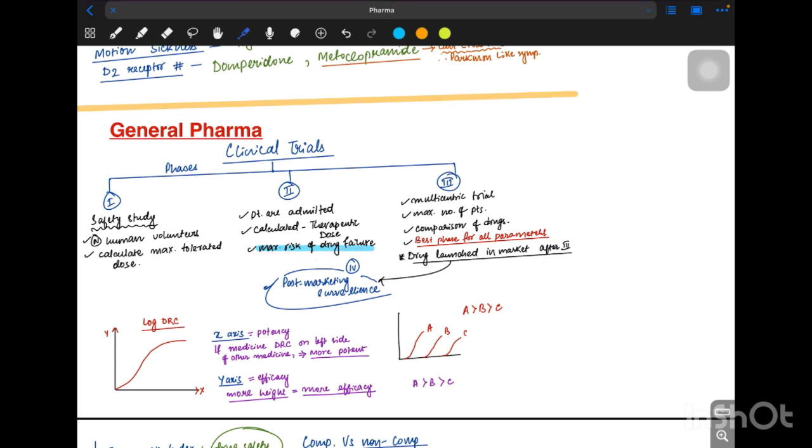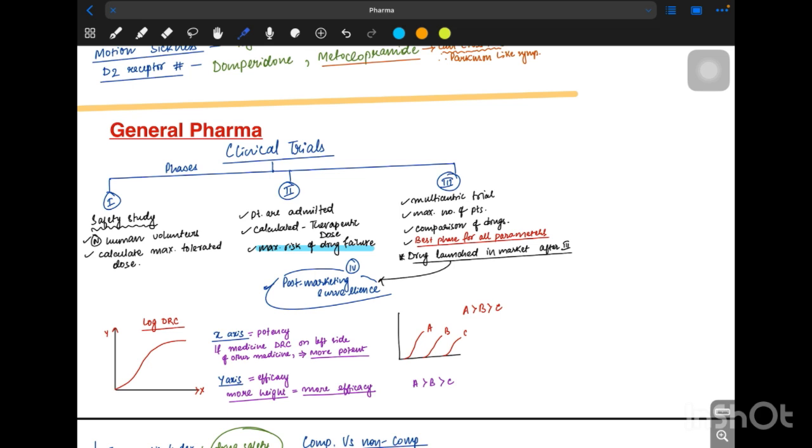Now coming to phase 3, it is a multi-centric trial. There are maximum number of patients in this phase and we have to do comparison of two drugs. It is the best phase for all the parameters, for all the pharmacokinetic or pharmacodynamic parameters. If you want to calculate, phase 3 clinical trial is the best phase, and the drug which is after phase 3 of clinical trials, after completion we can launch the drug in the market.